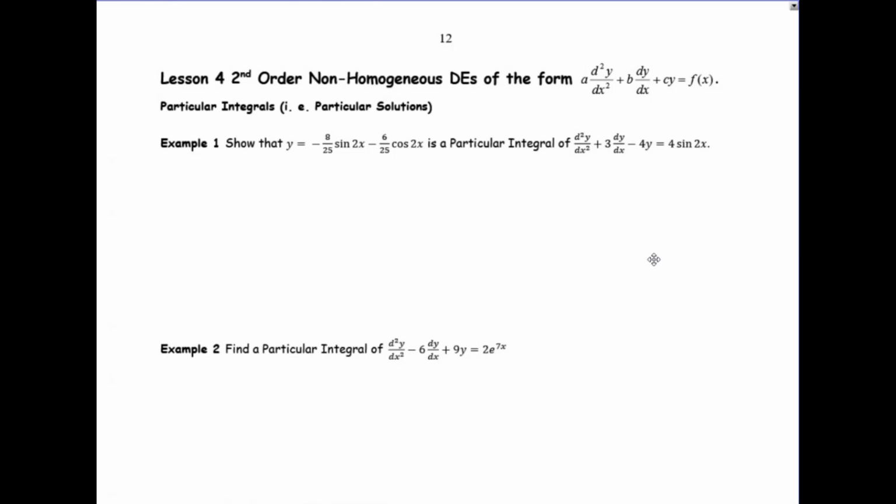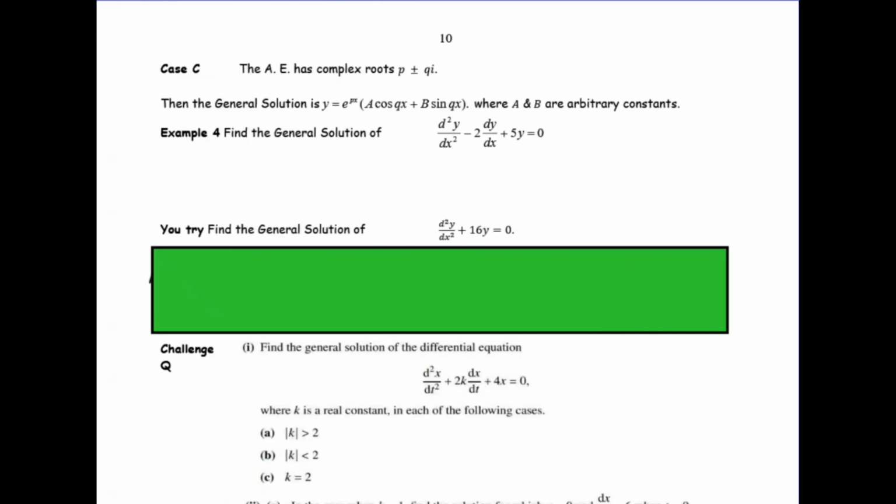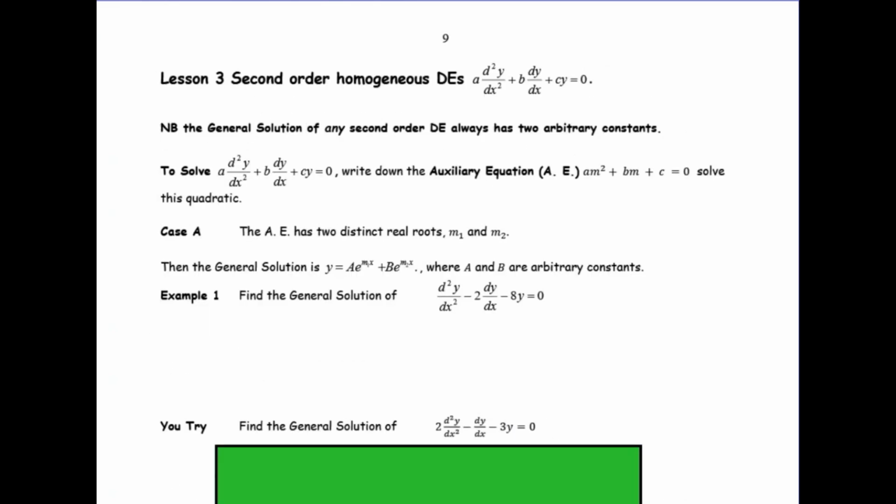So last lesson, we did finding the general solution for second order homogeneous differential equations. This was the one where you write down the auxiliary equation, which will be a quadratic. You solve the quadratic, and then the number of roots that you get determines what form your general solution has. Okay, so remember there's three types.